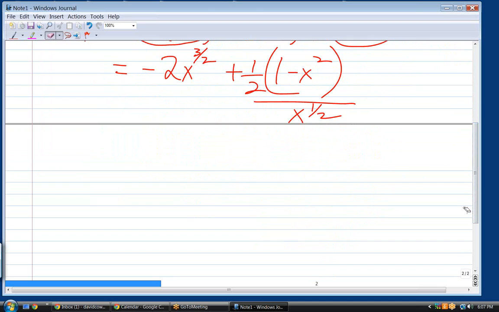This is for the second part, right? The 1/2 times 1 minus x squared. Well, we're adding this to this whole thing. Oh, so we're going to need x to the power of 1/2. Right. That's going to be the common denominator. Okay, so I'm going to put an x to the power of 1/2 there. What do I need to put in the numerator?